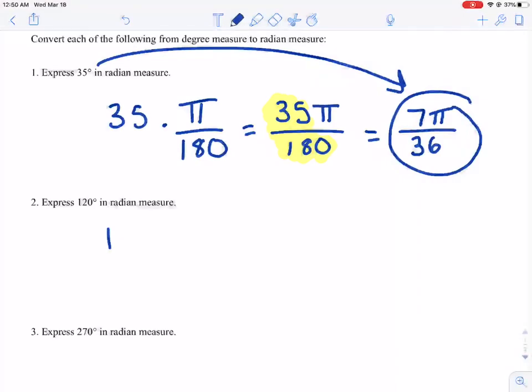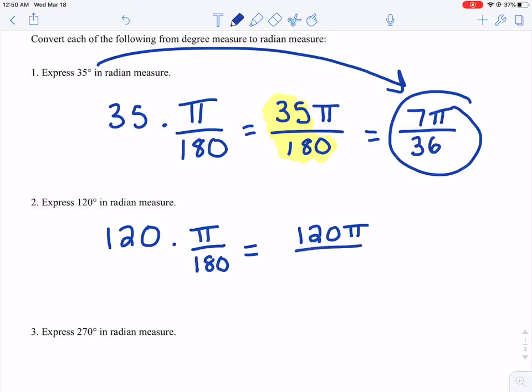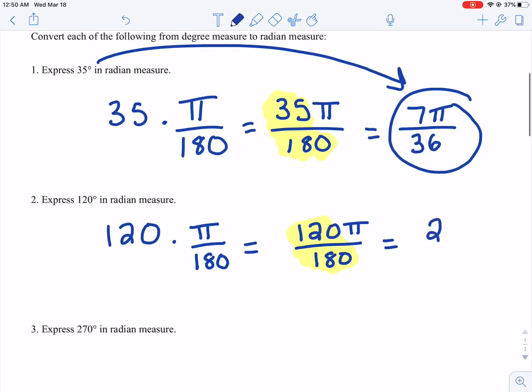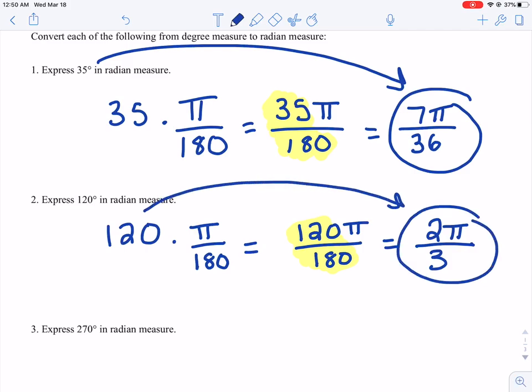If I take 120, again, going from degrees to radians, I am multiplying by pi over 180. I end up with 120 pi over 180. And again, just this part of my fraction, I'm going to put into my calculator. So I could do it in my alpha y equals 120 over 180. And I end up with 2/3. So I could write the 2/3 and put the pi on top. So 120 degrees is equivalent to 2 pi over 3.